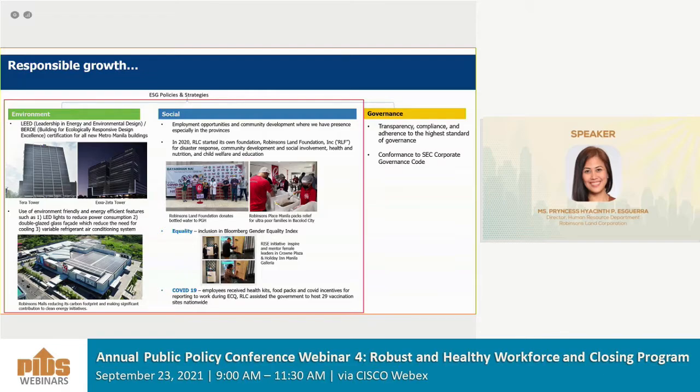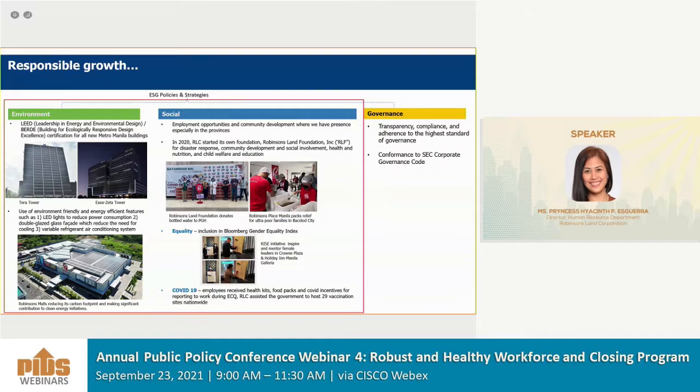On the environment, we're happy to share that our properties are LEED certified, Leadership in Energy and Environmental Design, and BERDE, Building for Ecologically Responsive Design Excellence, certified, for our new Metro Manila buildings such as the Terra Tower in Bridgetowne and Exxa Zeta Tower as well. We are using environment-friendly and energy-efficient features such as LED lights to reduce power consumption, a double-glazed glass facade which reduces the need for cooling, and a variable refrigerant air conditioning system that enables our Robinsons Malls to reduce their carbon footprint and make a significant contribution to clean energy initiatives.